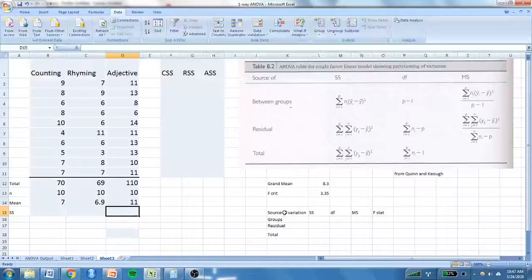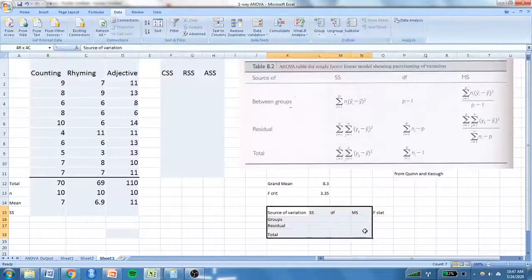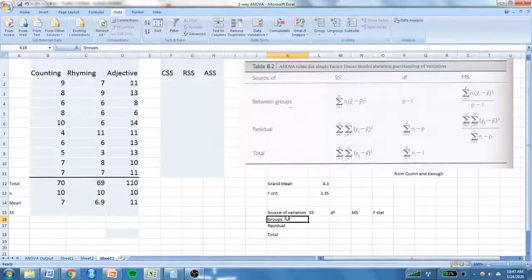Okay, so let's go over here. I've already made an ANOVA table. Anytime you solve an analysis of variance, you should make your own ANOVA table. So you have your sources of variation, your groups or treatments, residual and total, your sum of squares, degrees of freedom, mean square, and your F-statistic. Okay, so let's just do it one at a time. So let's do the group sum of squares.